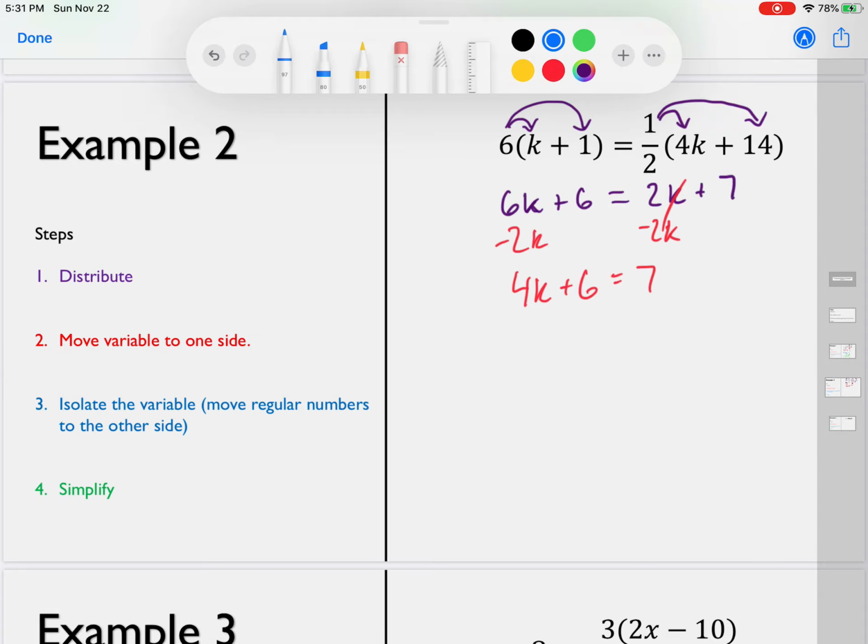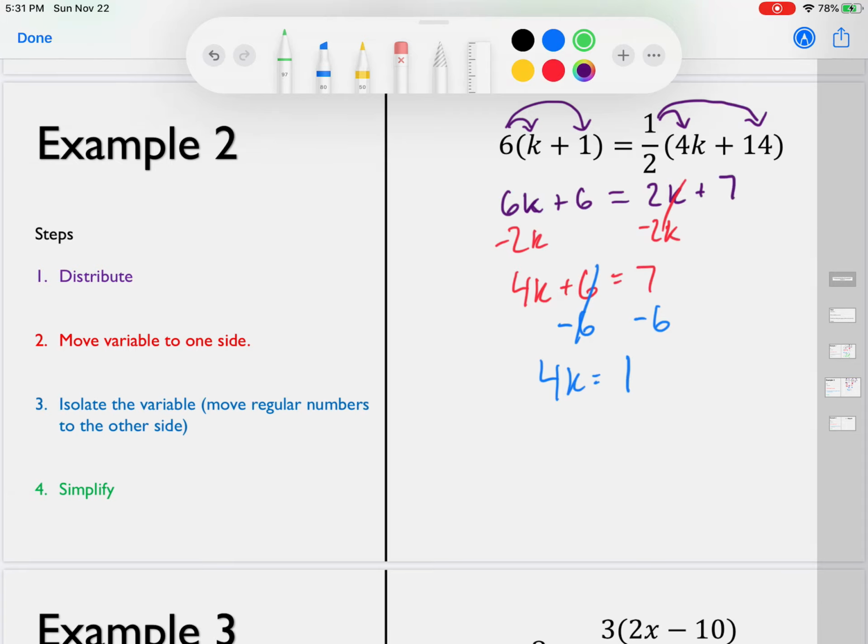So, moving on to our third step, we need to isolate the variable. We want that term with the variable left all alone, and to do that, we need to get rid of that plus 6. So I'm going to subtract 6 from both sides, cross that out. So we're left with 4k equals 1.